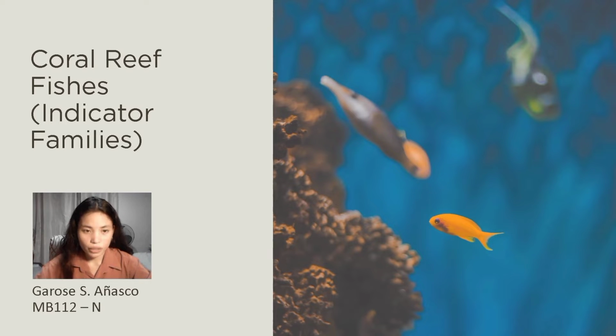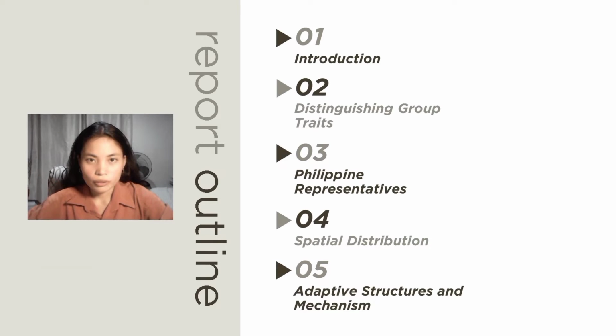In this presentation, I will be talking about coral reef fishes, specifically on indicator families. The presentation to be discussed is divided into 5 parts: introduction, distinguishing group traits, Philippine representatives, spatial distribution, and lastly, their adaptive structures and mechanisms.